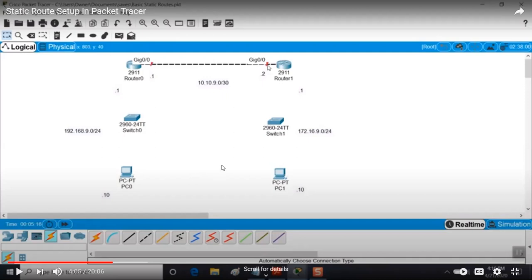But for your solution, you're going to open up a new Packet Tracer solution, and you'll drag the PCs, the two switches, and the two routers, and then you'll configure each one of these as shown.